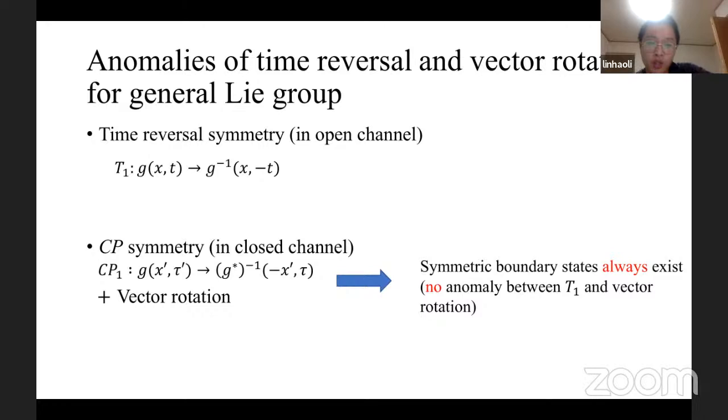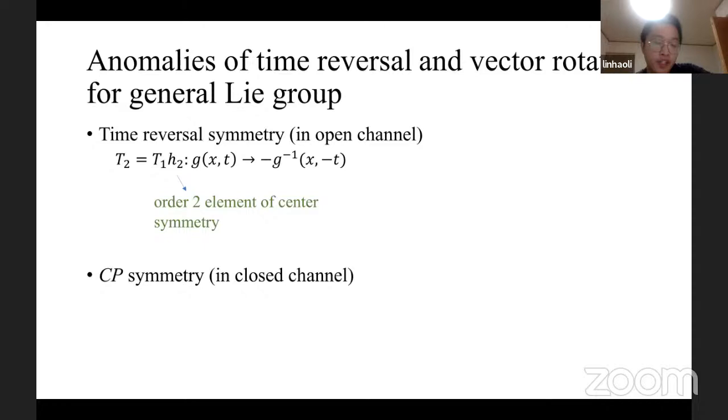On the other hand, the T2 symmetry is given by the combination of T1 and any order 2 element of the central symmetry. Therefore, the SU(n)1 Wess-Zumino-Witten model has this T2 symmetry only if n is even, since the central symmetry is a Zn group, and the E6 series cannot have a T2 symmetry since its central symmetry is this Z3 group.